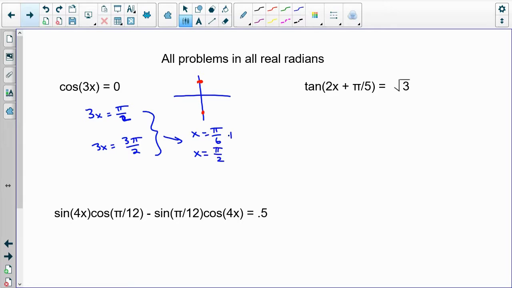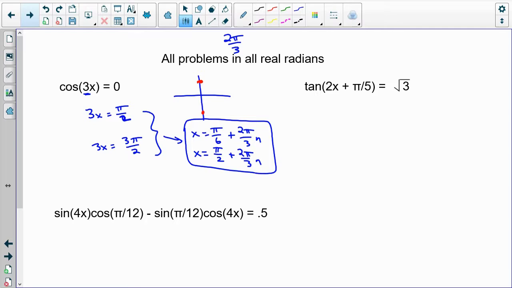Now, normally, I would add 2 pi n to these things, but because I have a change in the period, 2 pi over 3 is my new period. So I'm now going to add 2 pi over 3n to both of these values, and that would get me my answer.